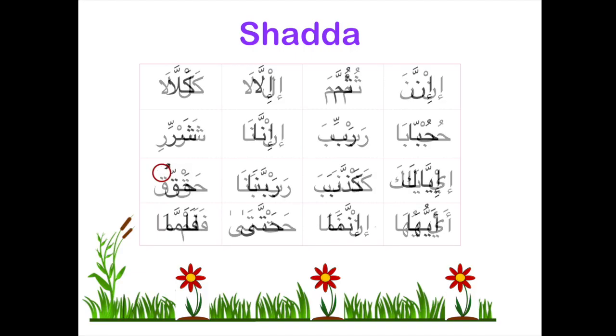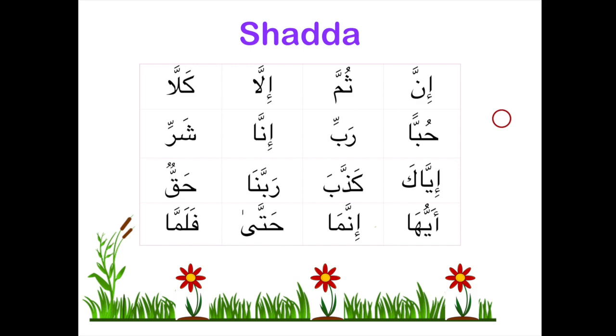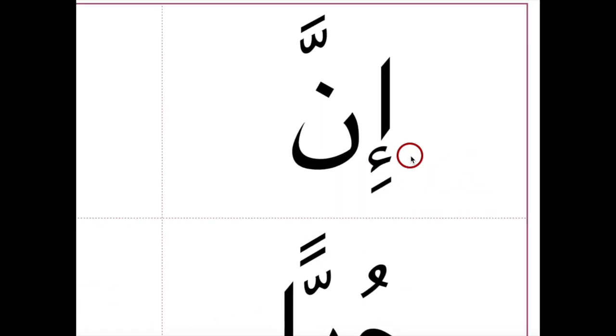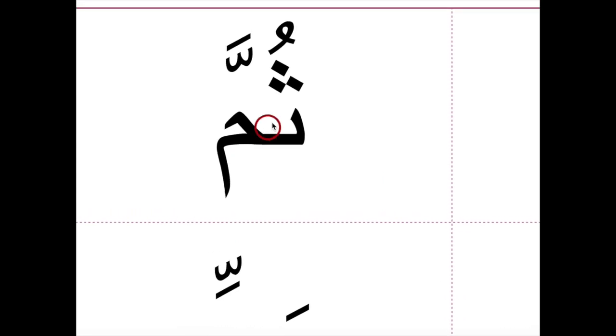So now let's have a look at with the Shadda, how it would be, and we will break this down slowly. Okay. Alif kasra noon Shadda in, noon fatha na, inna. Fa damma shadda mim thum, mim fatha ma, thumma.